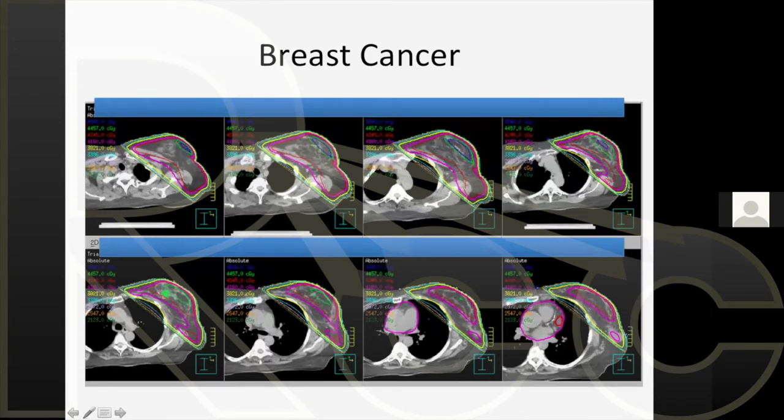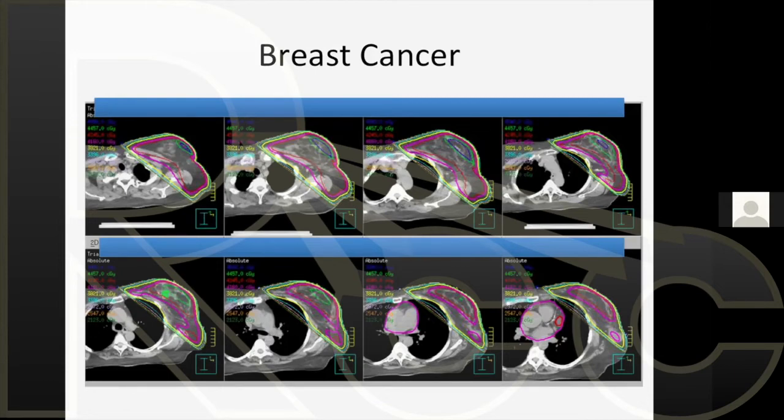So just to give you some ideas about how we do certain things, before we even look at this plan, when we're thinking about left-sided, heart is going to be our biggest issue. In most centers in the United States now, we're doing deep inspiration so that we move the heart away from the field so that we can reduce our heart dose. So most left-sided breasts, at least in the United States, are being treated with deep inspiration.